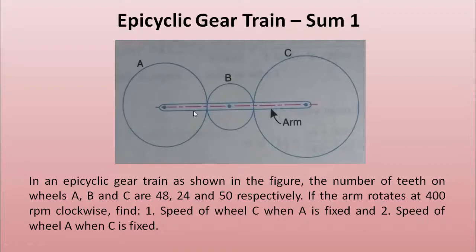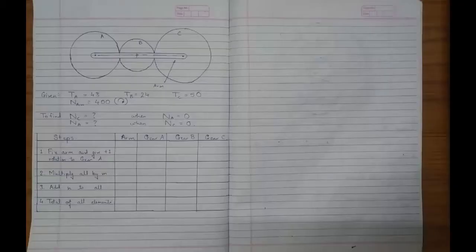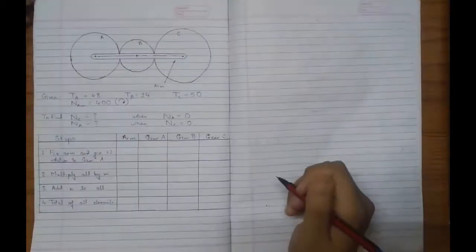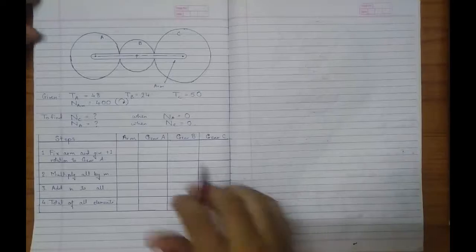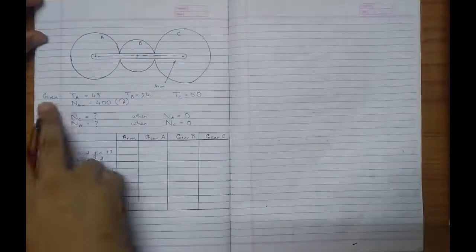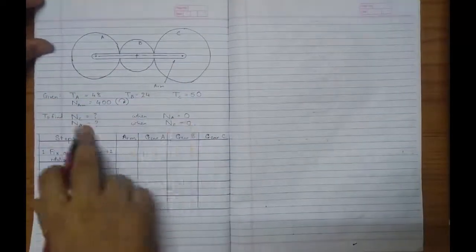With this they are asking us to find the speed of gear C, that is wheel C, when gear A is fixed, and in the second case they are asking us to find the speed of gear A when gear C is fixed. So this will be the first sum on epicyclic gear train. As you can see, we have drawn the diagram and written the given data and what is to be found.